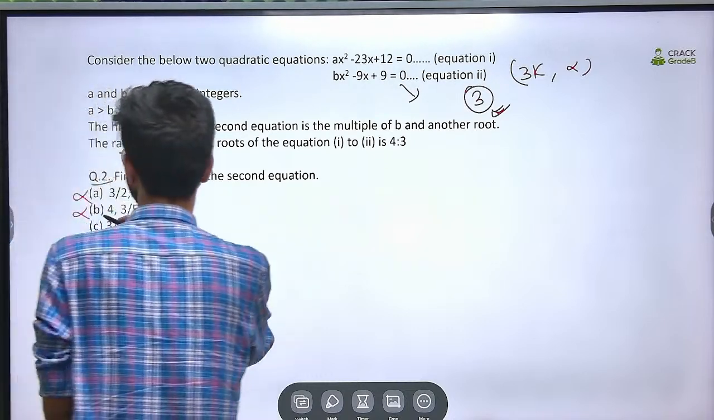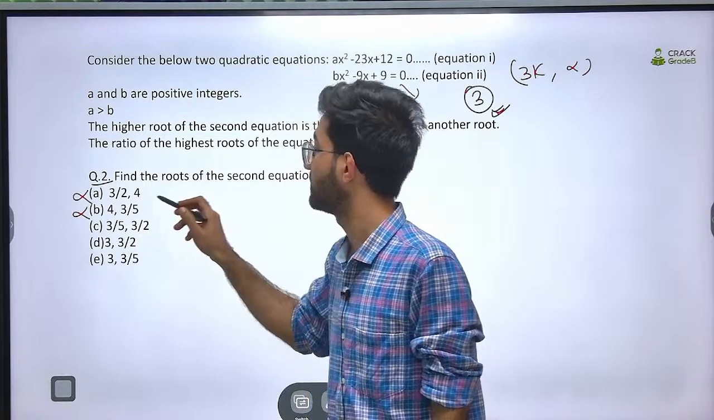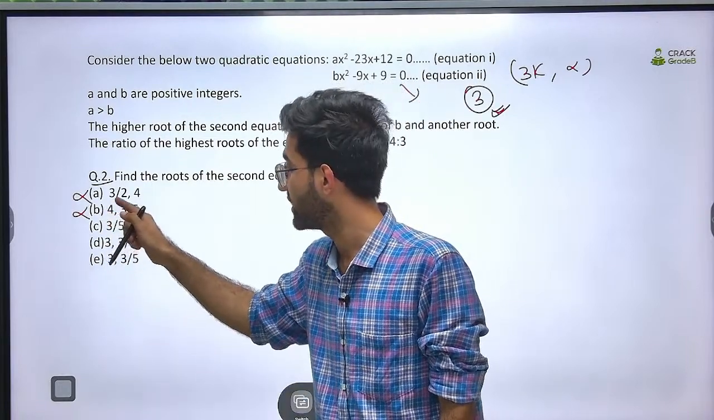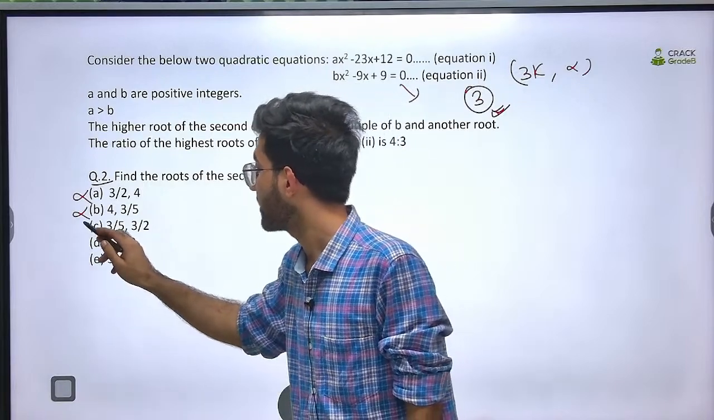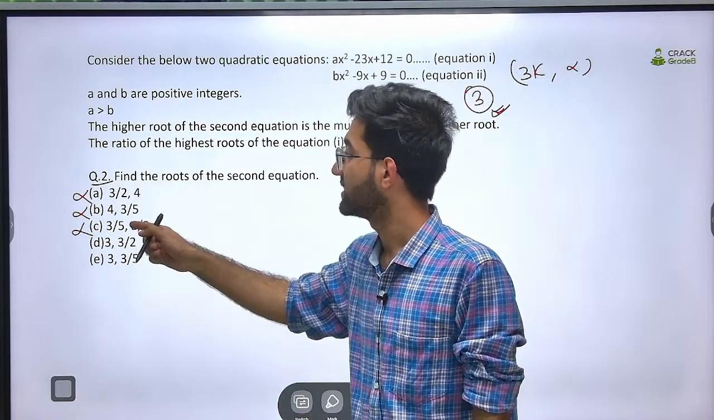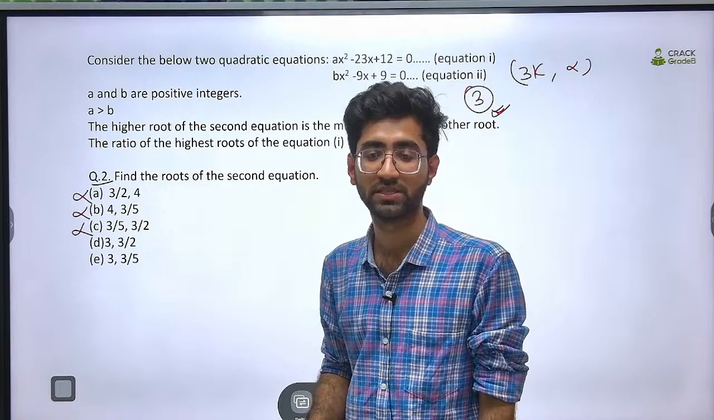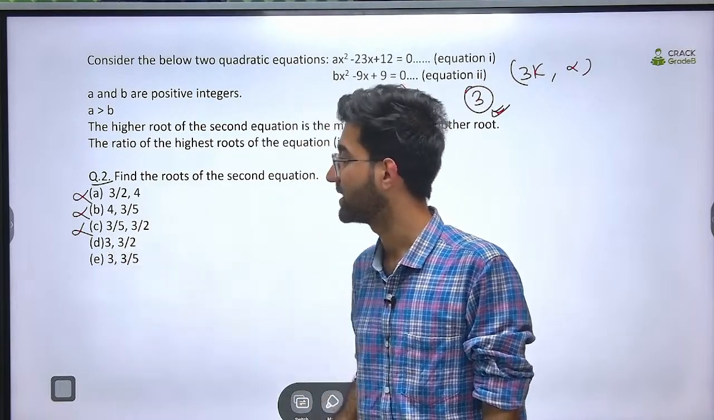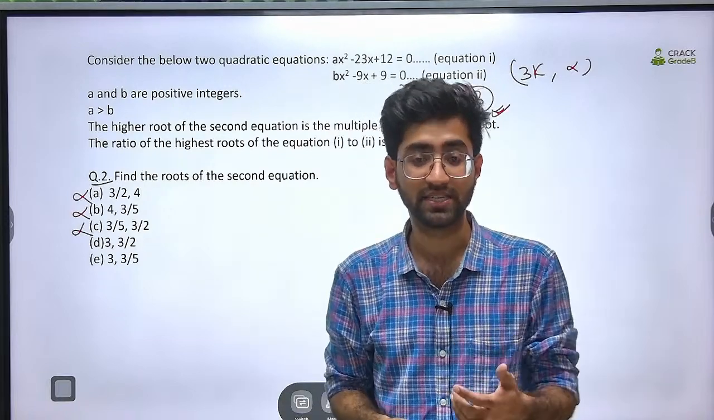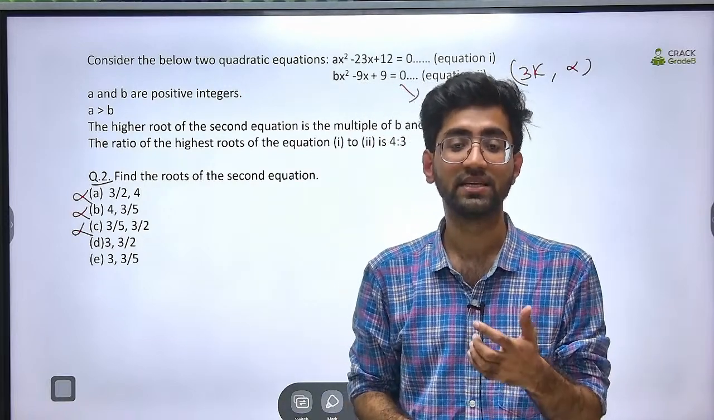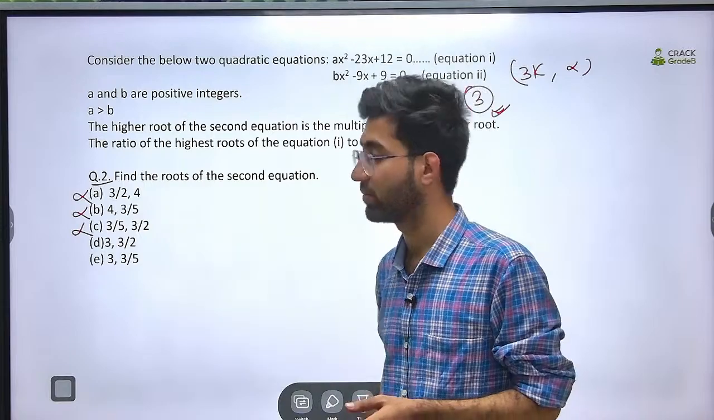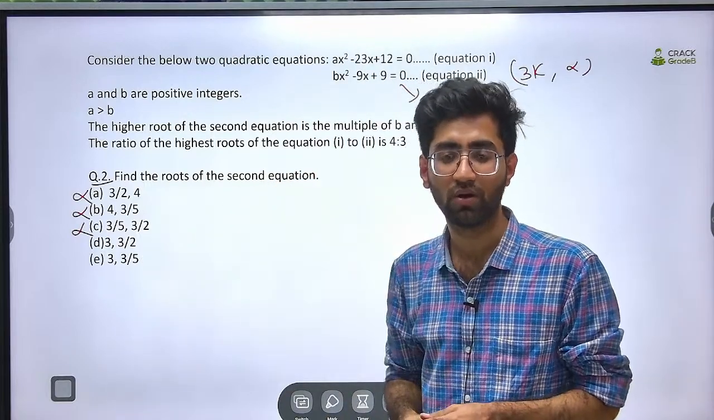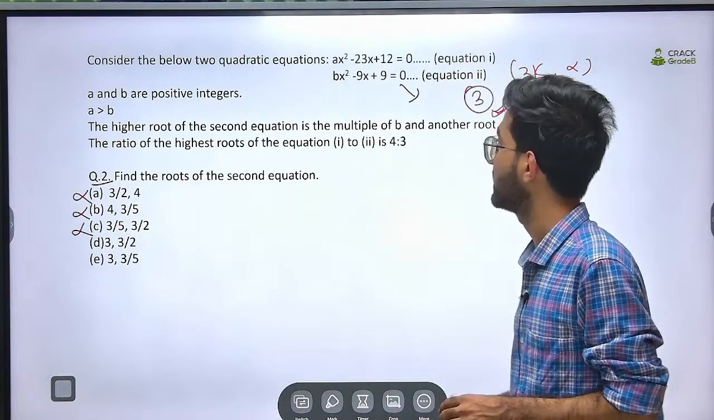Option B also does not say that 3 is one of the roots of the second equation. So you should be able to eliminate option B. And option C also does not say that 3 is one of the roots of equation 2. So you should be able to eliminate option C. Now if you look at options D and E, they convey that 3 is one of the roots of equation 2. But we haven't found the other root of quadratic equation 2.